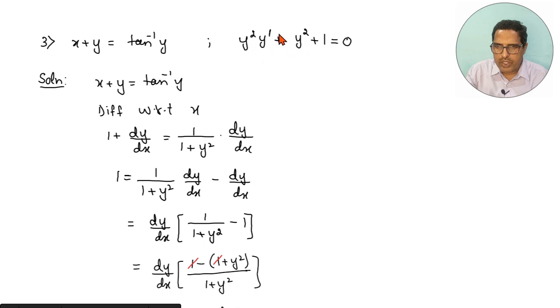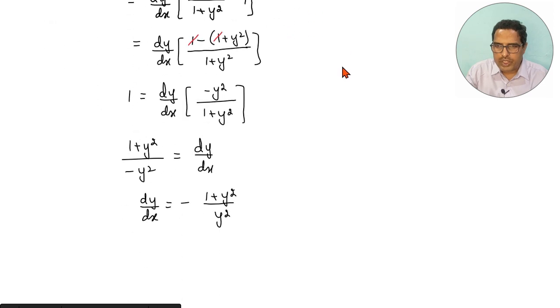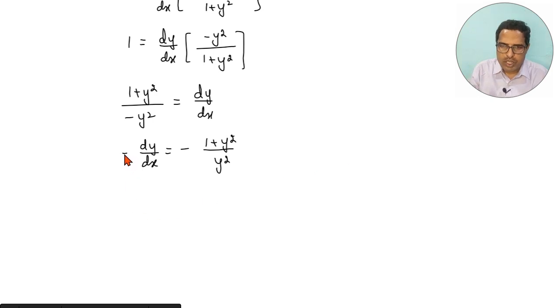Your dy by dx is nothing but y dash. So this dy by dx is nothing but your y dash value. Therefore, let us take the LHS of the given differential equation, which is y square into y dash plus y square plus 1.